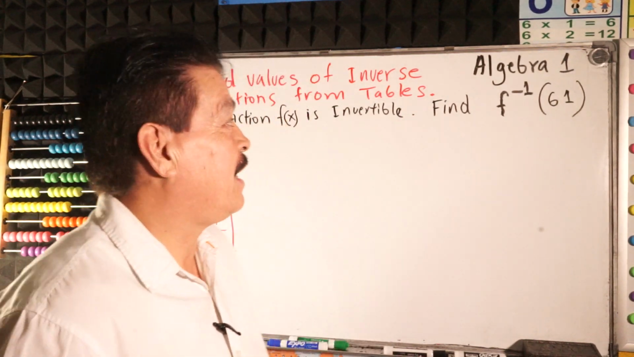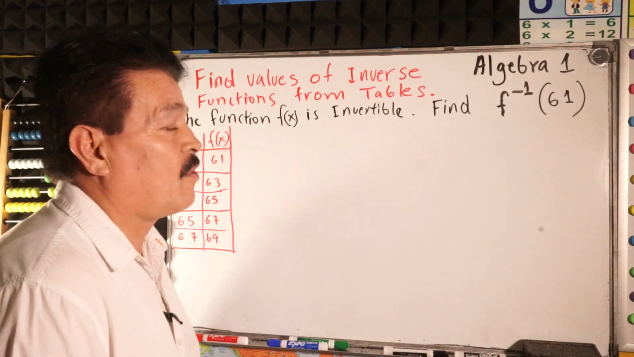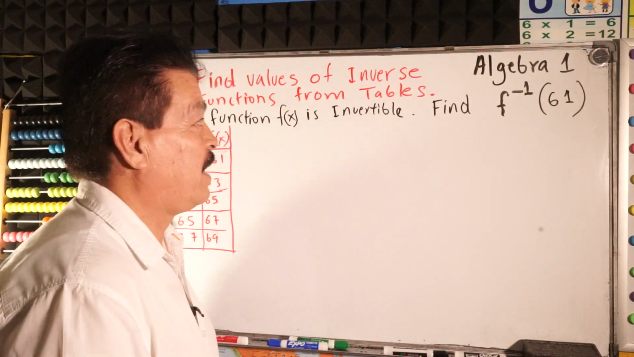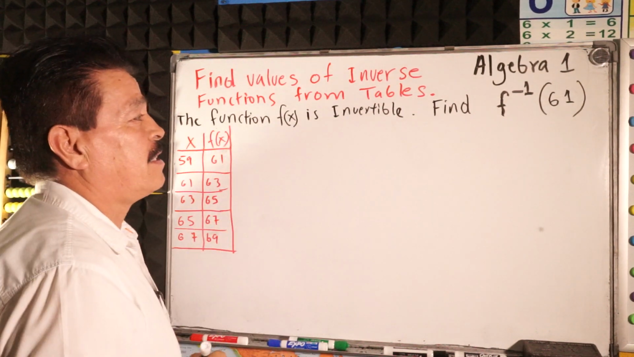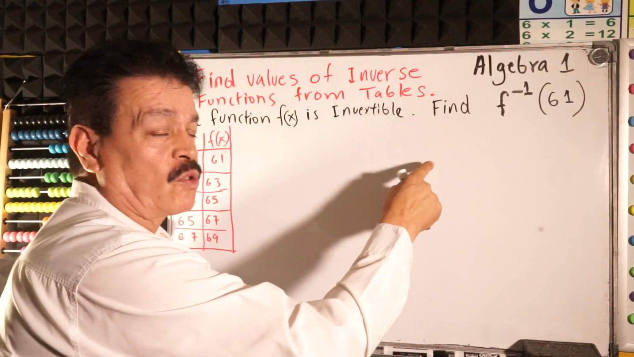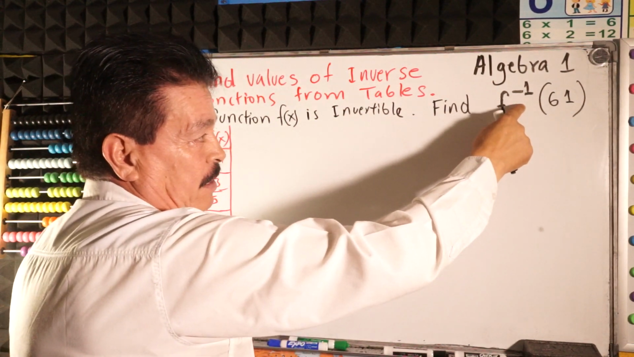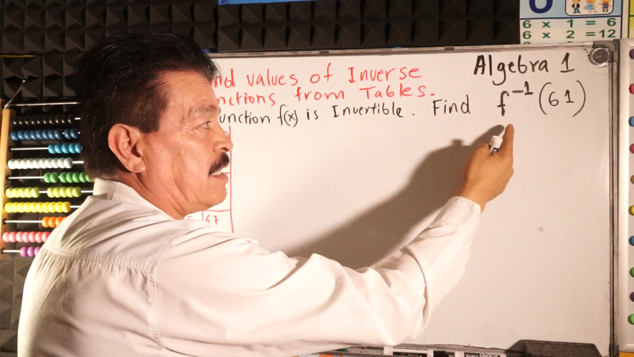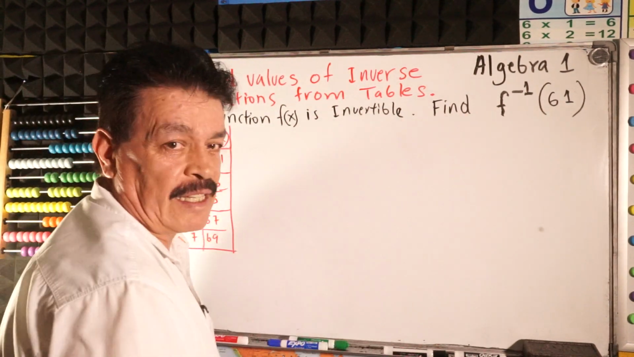Algebra 1, find the values of inverse function from table. That's our topic for today. The problem is the function f of x is invertible, so we have to find f to the -1 of 61. This means it's an inverse of 61.